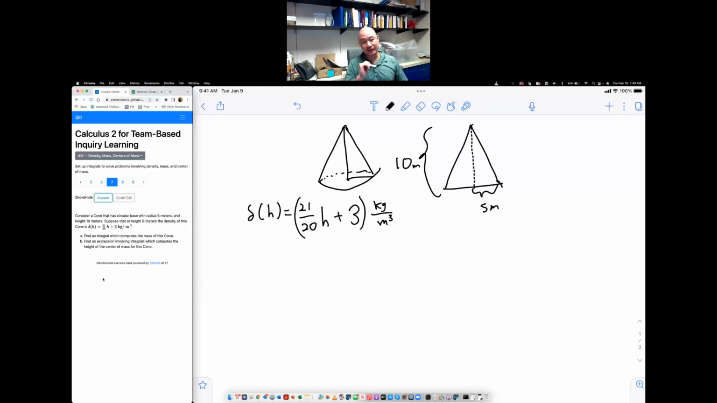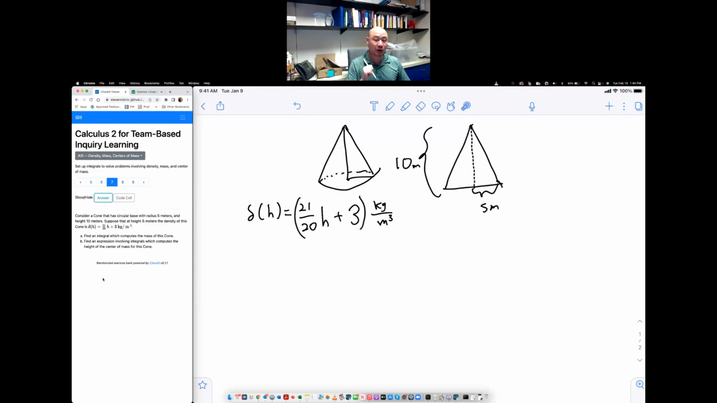Hi, so in this video, we're going to be looking at density, mass, and center of mass. And specifically, we're considering a cone whose base has radius 5 meters. Here we see a cross section, and whose height is 10 meters.